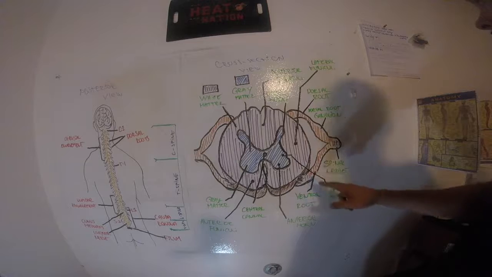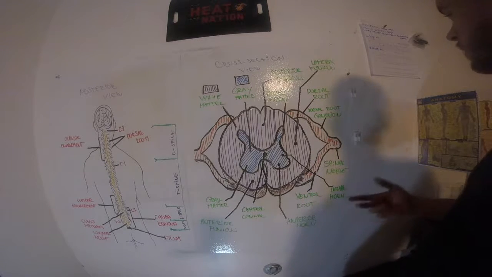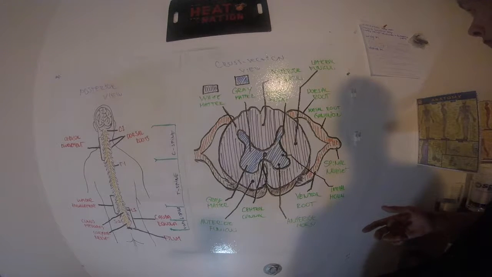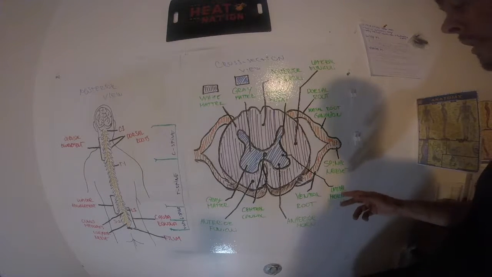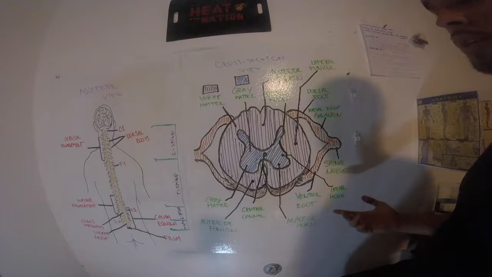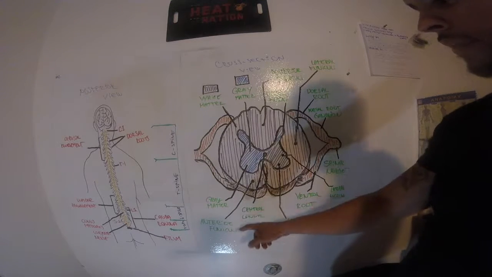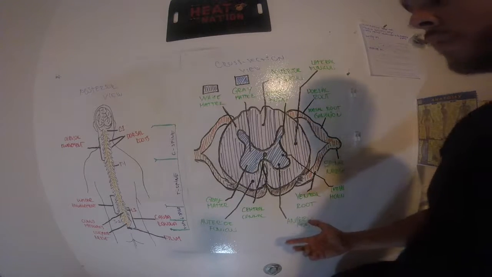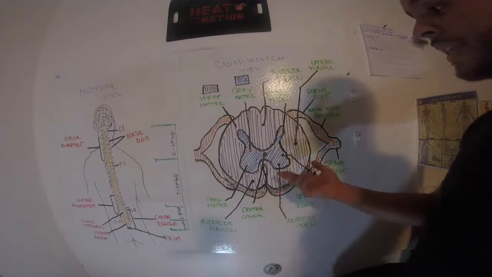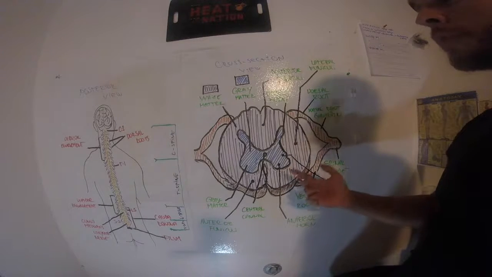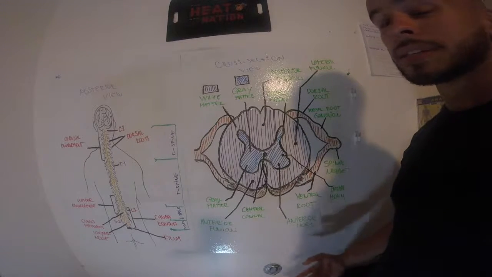The lateral funiculi depicted right here contain very important pathways as well that are involved with pain, and other descending pathways that are responsible for motor commands and motor function. And the anterior funiculi that you see right here also contain ascending pathways that are carrying sensory information from the body to the brain, and descending pathways that are carrying motor information from the brain to the body and to the skeletal muscle fibers.